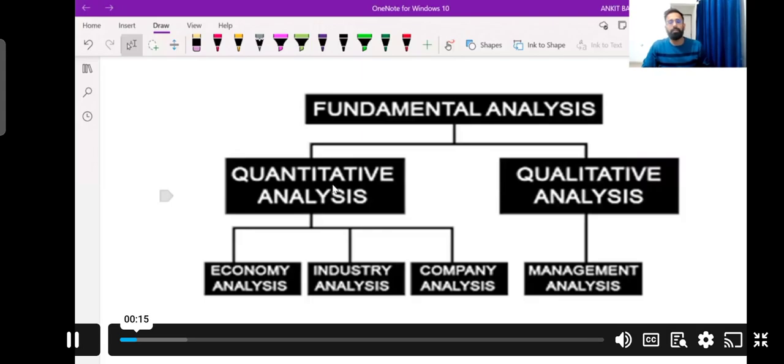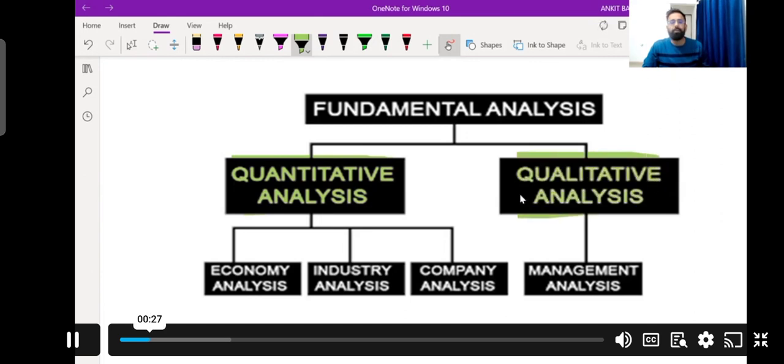Hello learners, right now we will be discussing the steps to be performed for fundamental analysis. Generally we have to perform two steps for fundamental analysis, or you can say fundamental analysis can be divided into two categories. First category is quantitative analysis and second category is qualitative analysis.